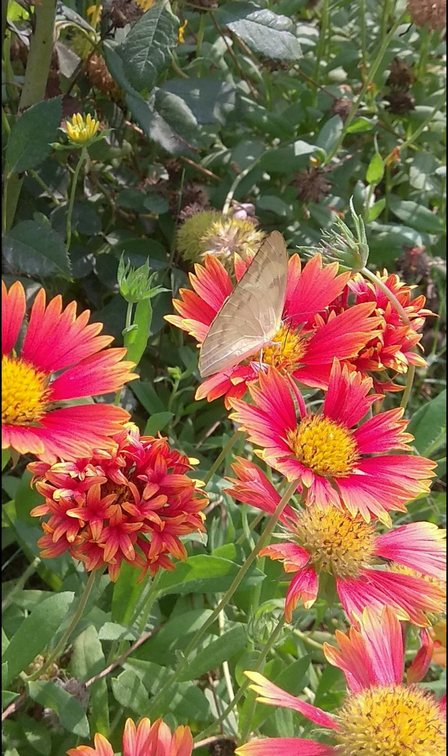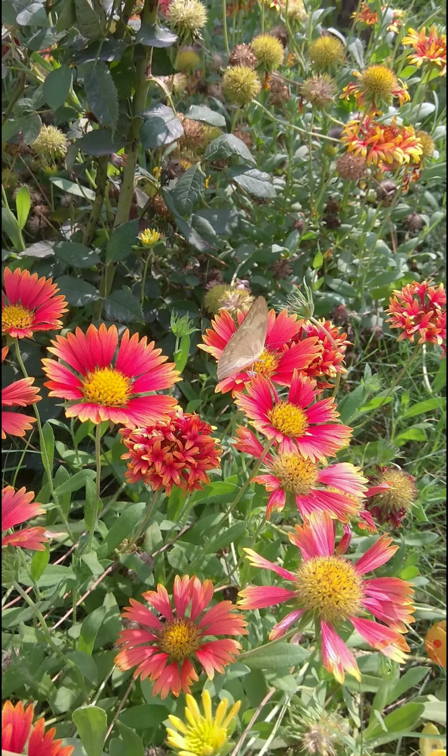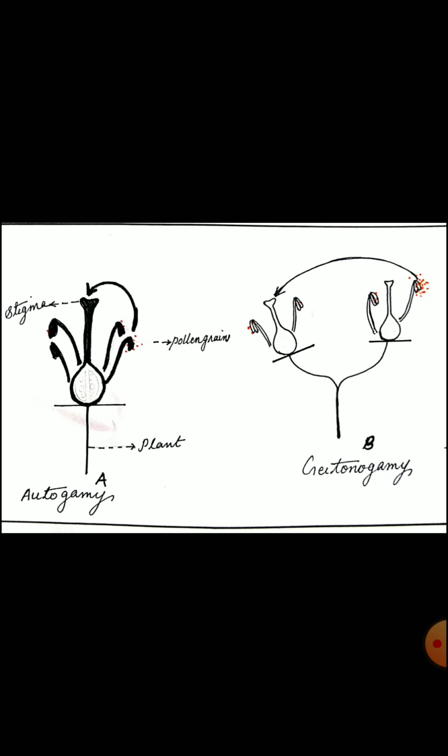That is called cross-pollination. So in this picture, many flowers of the same species are pollinated with the help of different agents. They are butterflies, honeybees and small birds. That type of pollination is called cross-pollination.